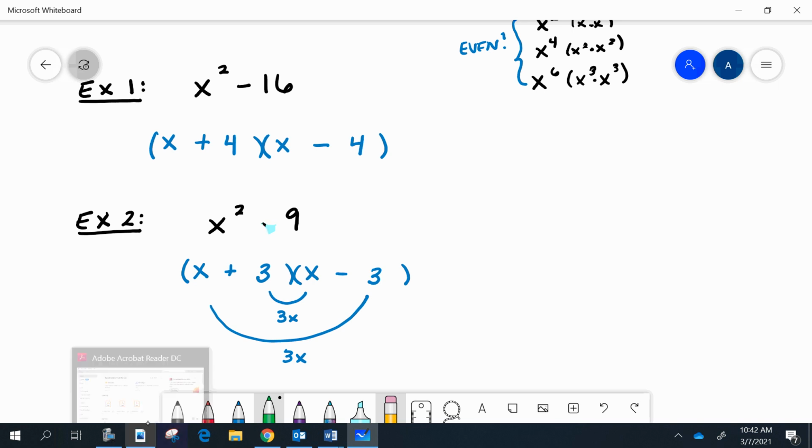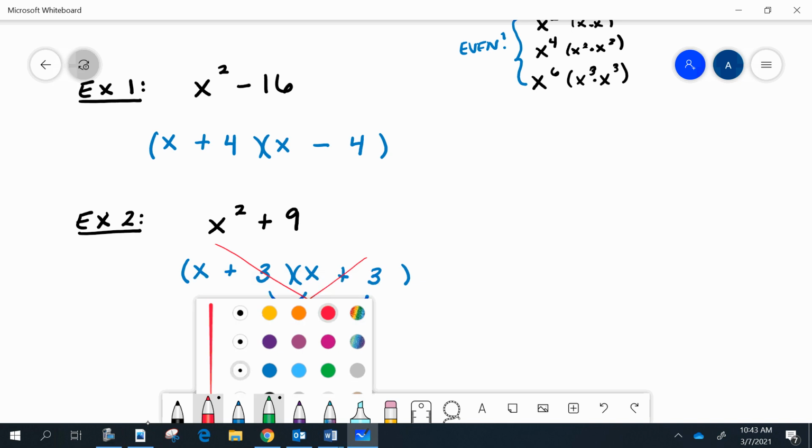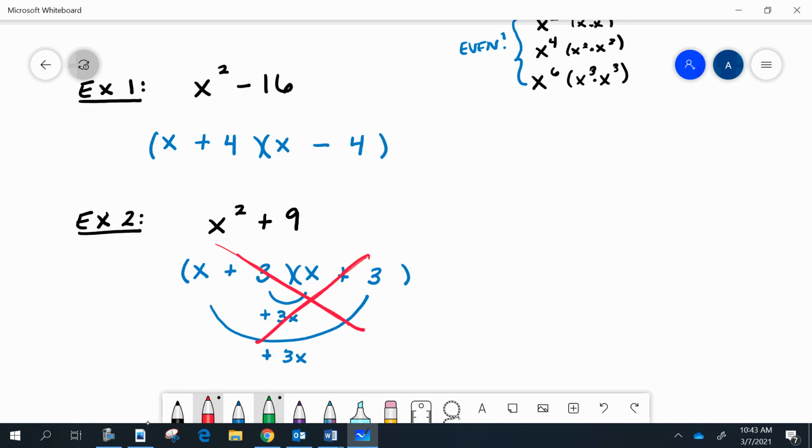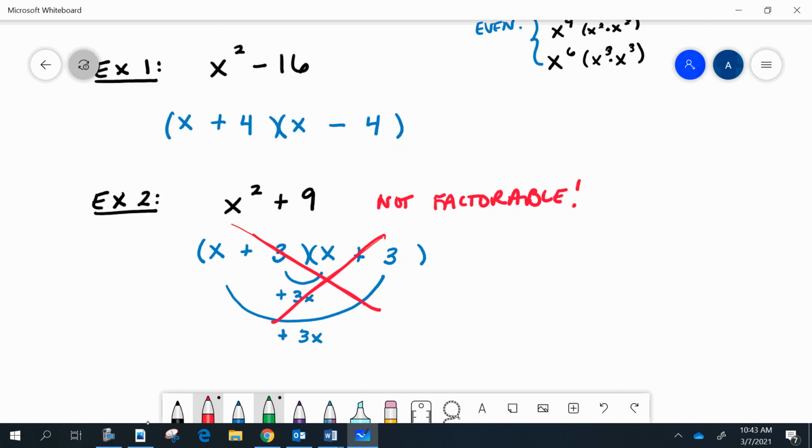So maybe the next thing that students do is they think, okay, well, what if we change the signs to be plus plus? Well, then that's going to make a 6x in the middle, and that's not going to work, okay? The reason that this is not working is because this does not factor. And that is why it's called the difference of two squares, because there has to be a minus sign in between. All right, so don't be fooled with this and get going on autopilot. You can only factor if it has a minus in between.